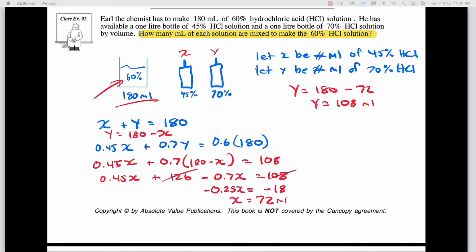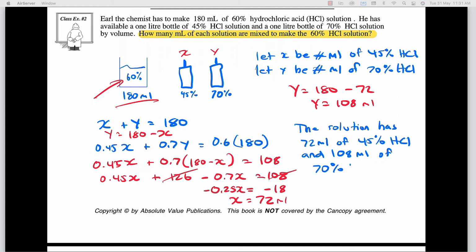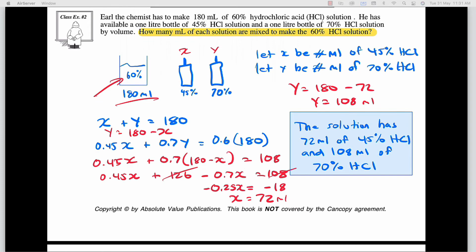Okay, and now the final answer: the solution has 72 milliliters of 45% HCl and 108 milliliters of 70% HCl. Done. Okay, that's number 2, solution.